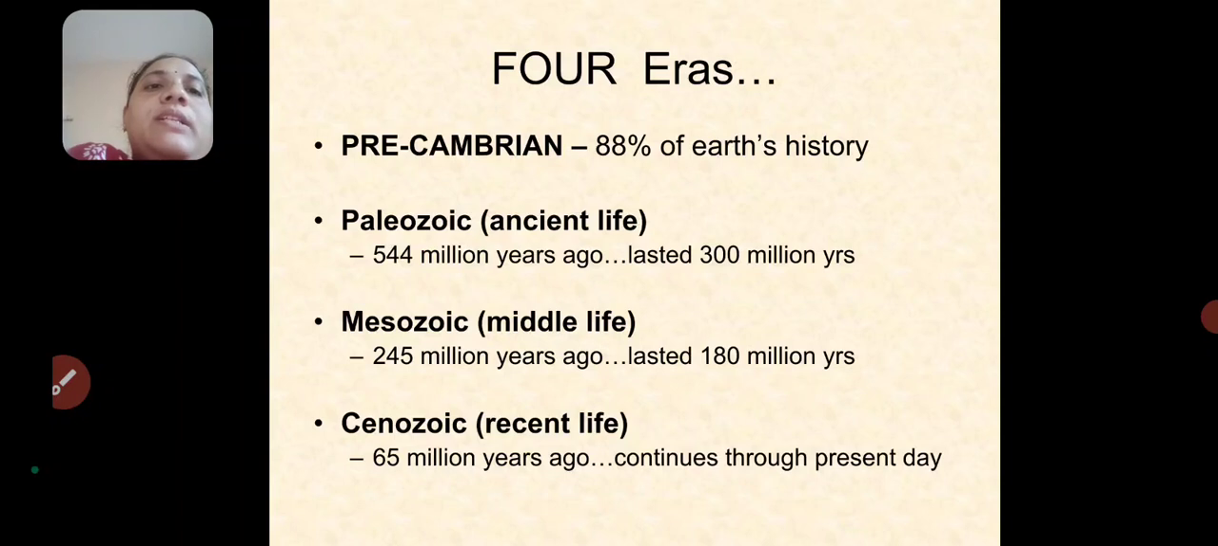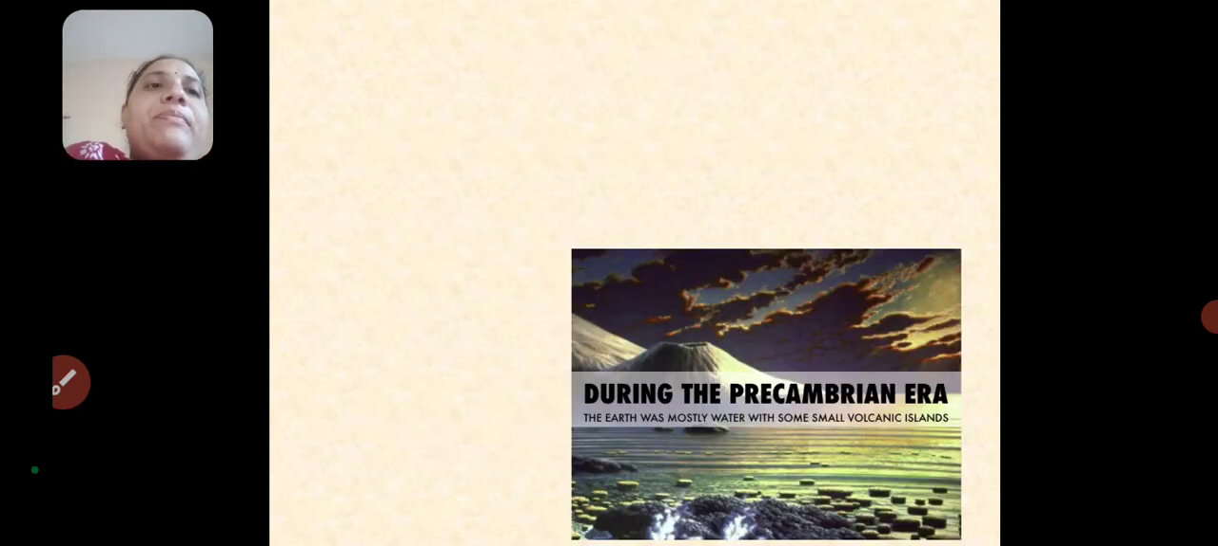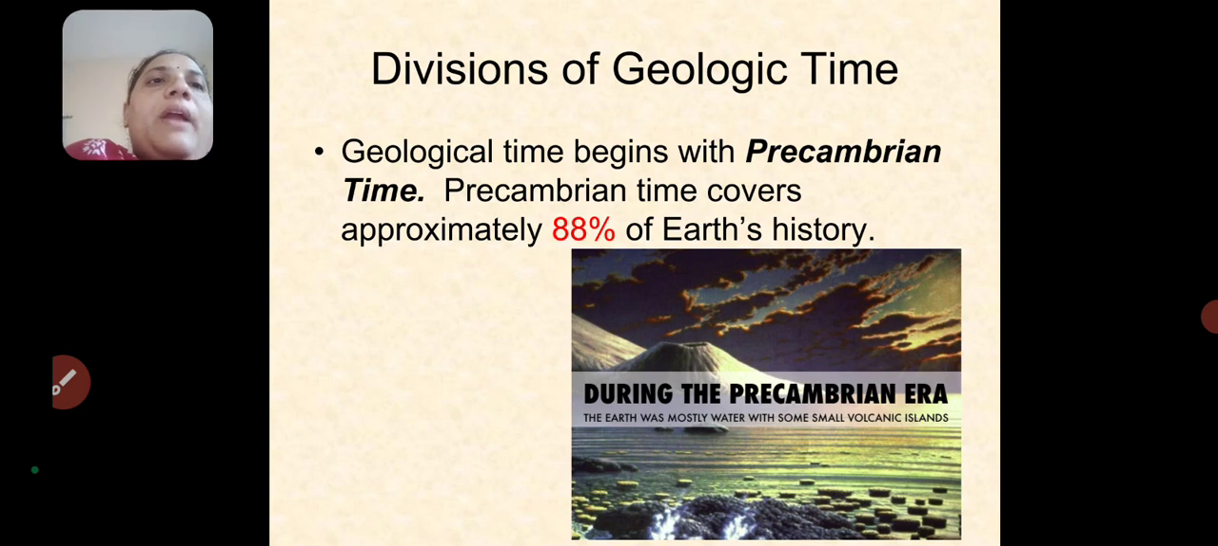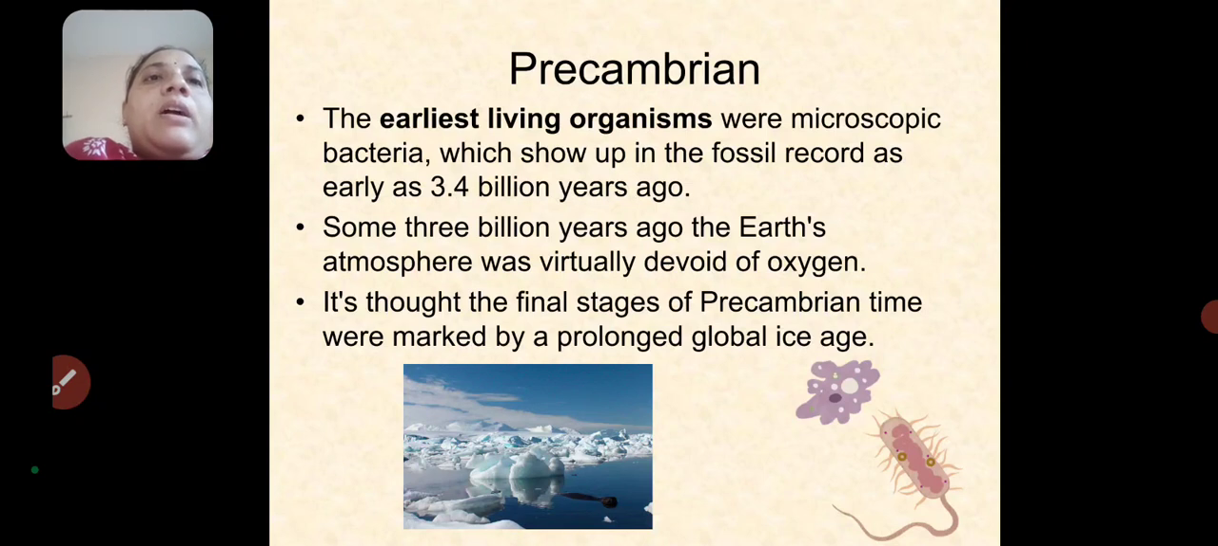Next is the Cenozoic. This is recent life. It started 65 million years ago and continues to the present day. So the era we are living in is the Cenozoic era. During the Precambrian era, which covers approximately 88% of the Earth's history, the earliest living organisms were microscopic bacteria.